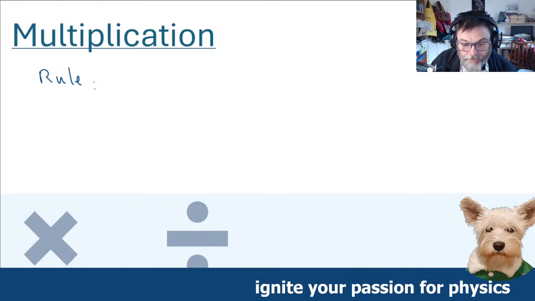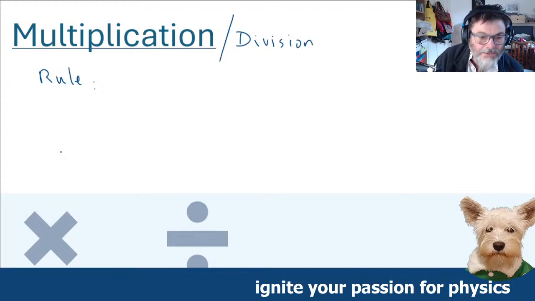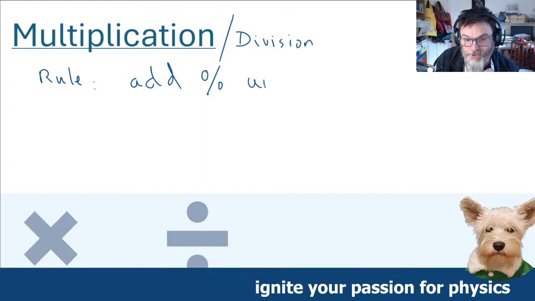Remember, when you're dividing something, what you're doing is you're just multiplying by 1 over the thing. So we just put multiplication, although really, to be totally right, you might want to write division as well, but they're the same thing. So the rule this time is, we take the errors and we add together the percentage uncertainties.